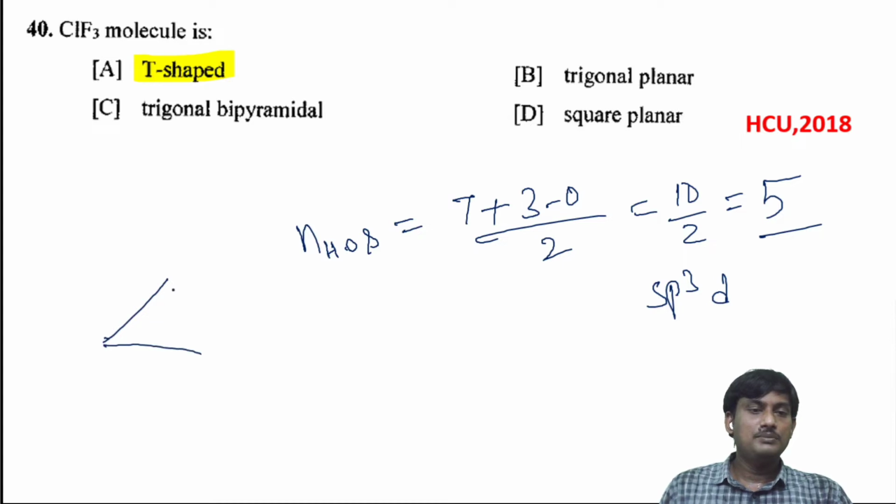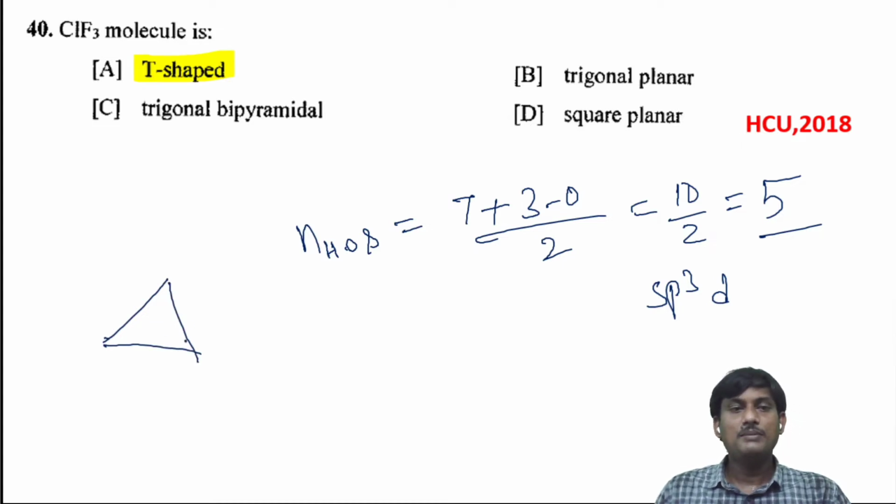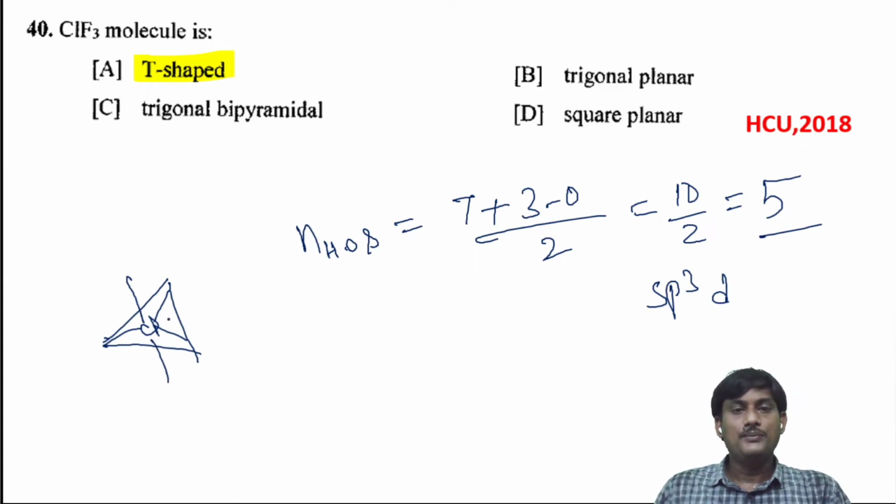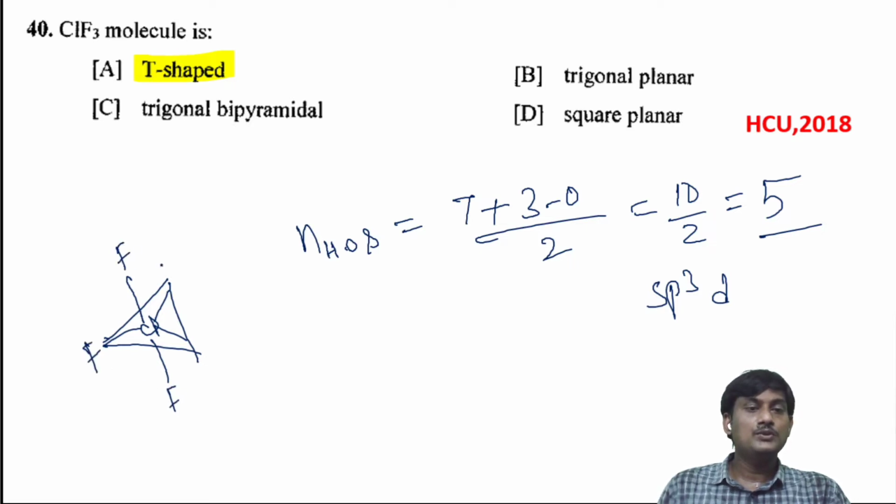The VSEPR geometry will be trigonal bipyramidal. This is the geometry, and here you have Cl, and this is the geometry of sp3d hybridized orbitals. And here you have fluorine, and here also you have fluorine, and here fluorine. The two lone pairs of electrons will occupy the two equatorial positions. So you have a T-shape. So the correct option is A.